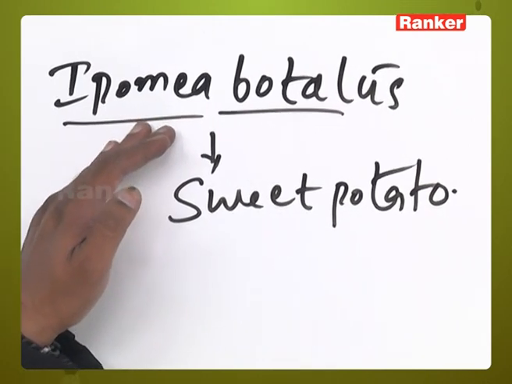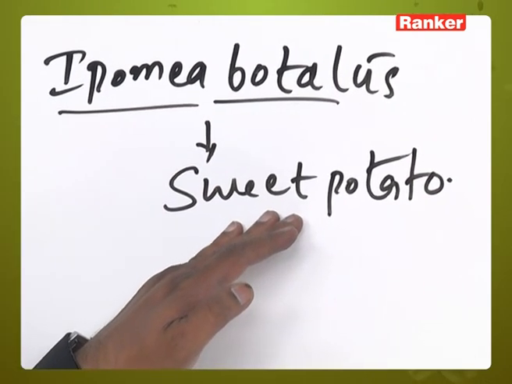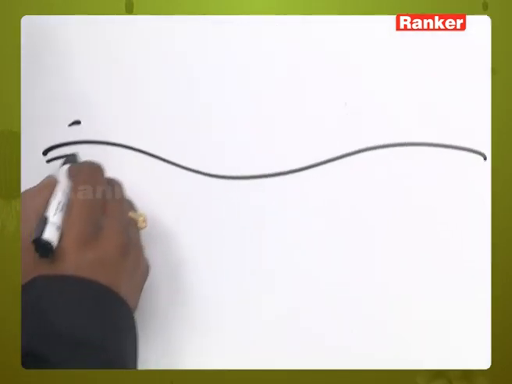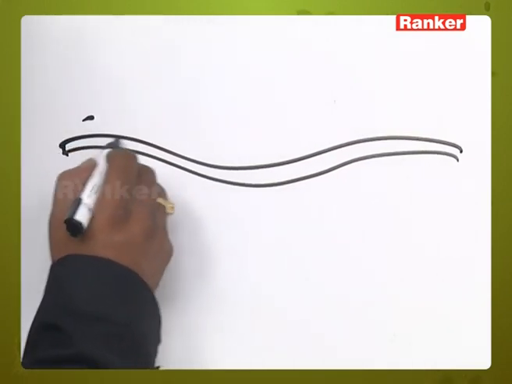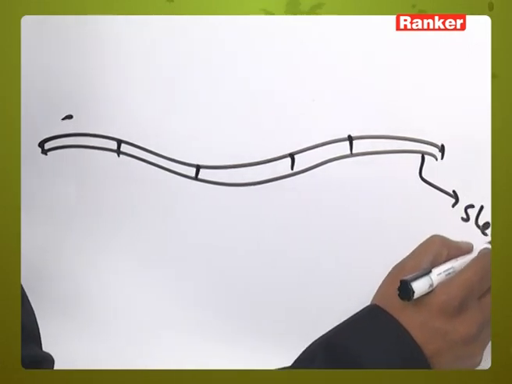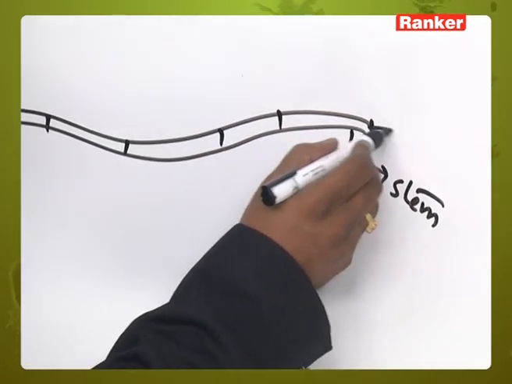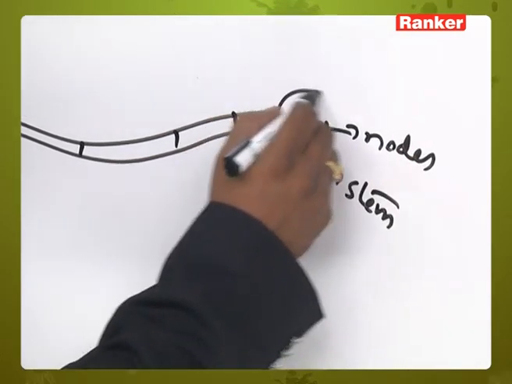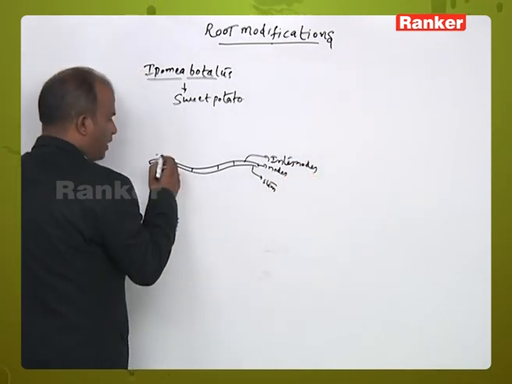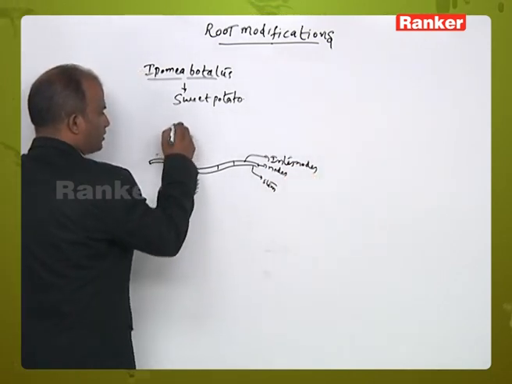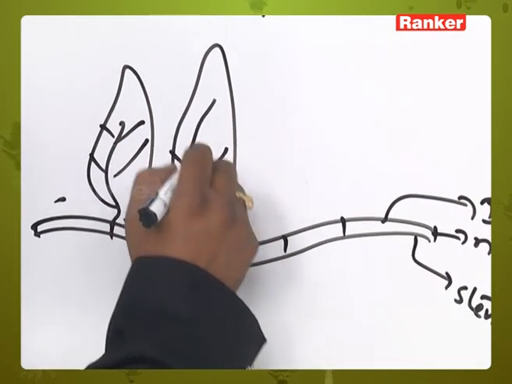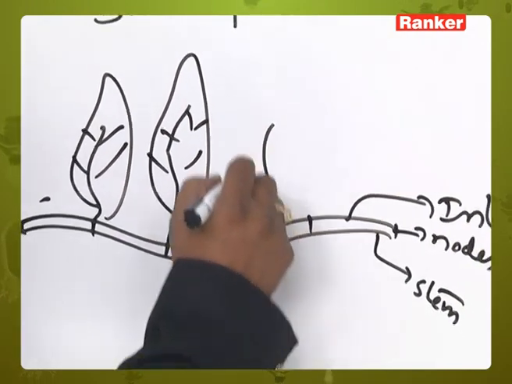Next goes to Ipomoea batatas, that is sweet potato. What happens here? See, think this is the stem. Stem is differentiated into nodes and internodes. At the apical portion of the node, the leaves are growing, like this.